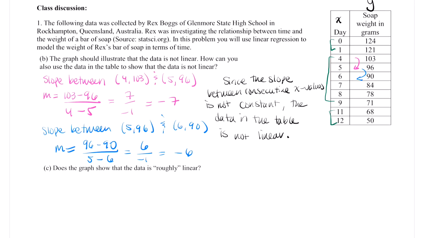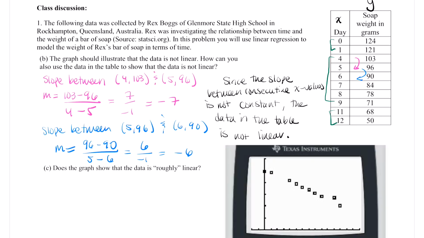Now let's take a look at our graph again. If you notice, the graph looks like it is roughly linear. I could draw a line across this way and get pretty close to having a straight line that maybe would touch most of the points but not all of the points.